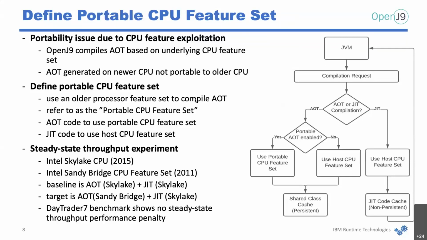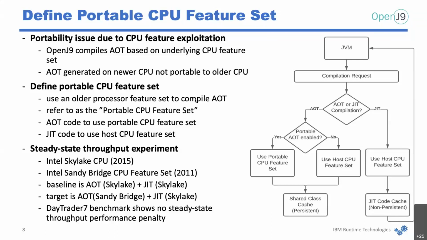We made this decision because we recognize that CPU feature exploitations are not very important for OpenJ9's AOT code. AOT's whole purpose in OpenJ9 is to be faster than the JVM interpreter. It's only there to help the application start up and ramp up faster. The steady state throughput is not affected by us going back to an older CPU feature set, simply because by the time we reach steady state, the AOT code is already replaced by JIT code. And I have an experiment to back up this claim.